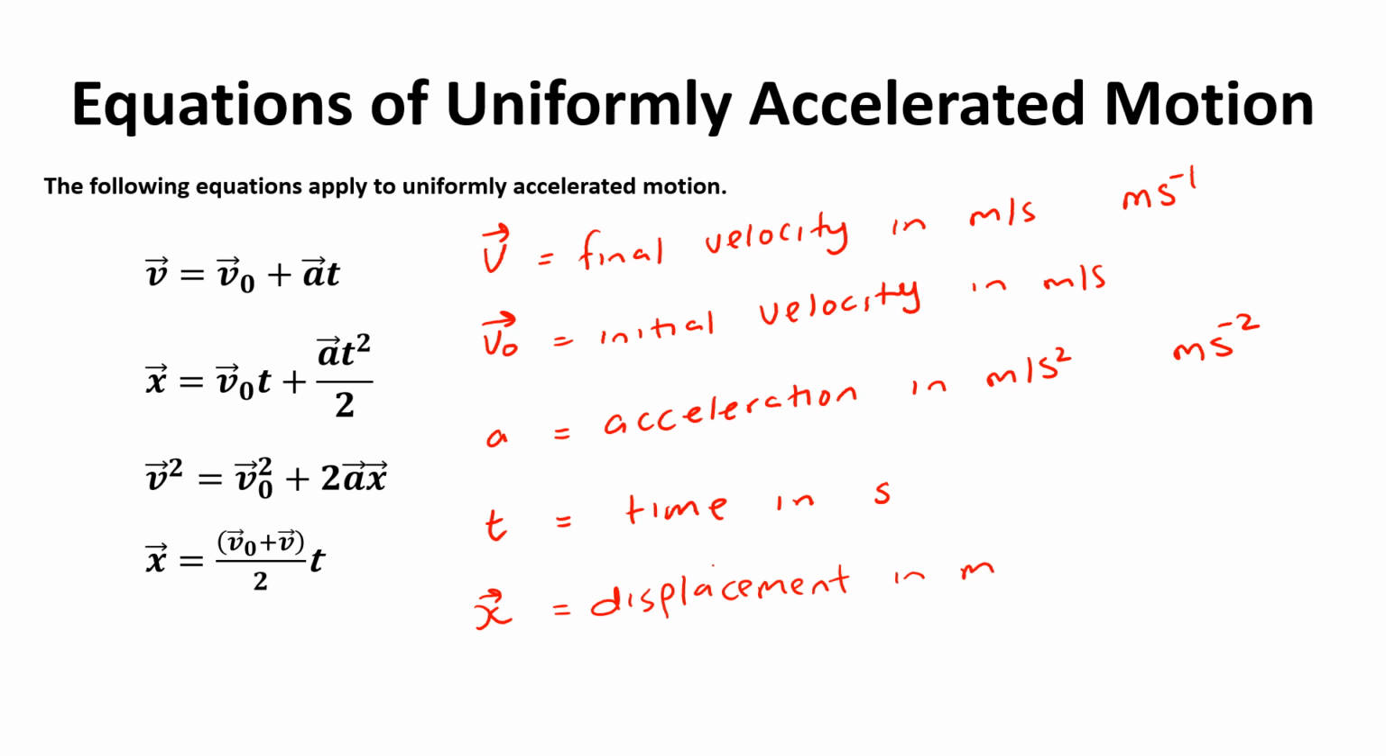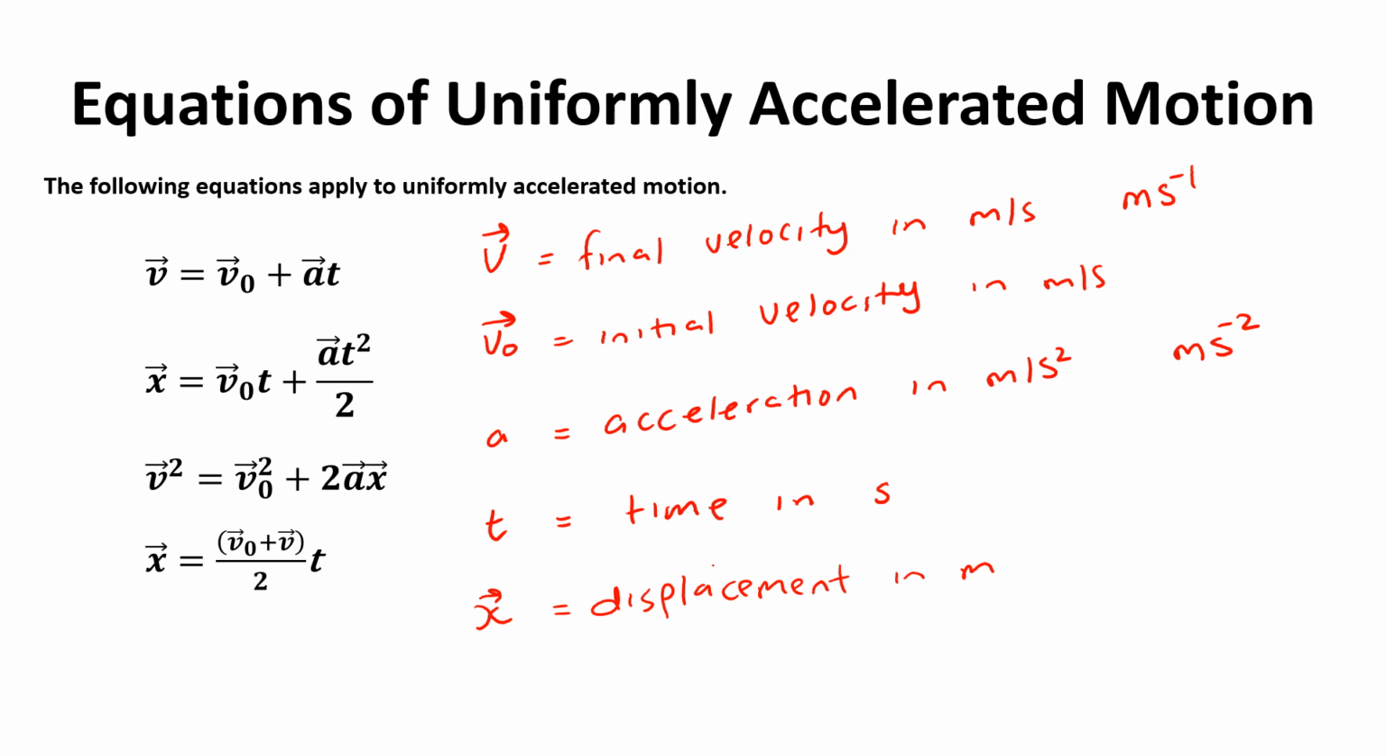As we can see, there is an arrow on top of letter v. There is also an arrow on top of v naught, a, and x, because the final velocity, initial velocity, acceleration, and displacement are vector quantities. They have direction, and therefore we put an arrow on top of these letters. And we don't have an arrow on top of letter t because t is time. It doesn't have direction. Time is a scalar quantity. It has magnitude only, no direction.